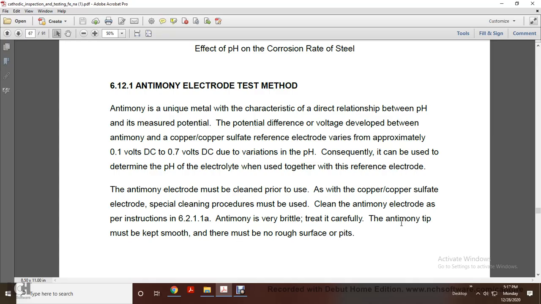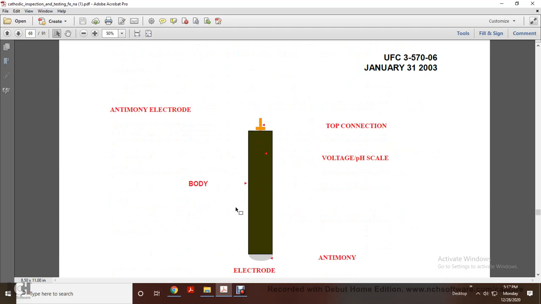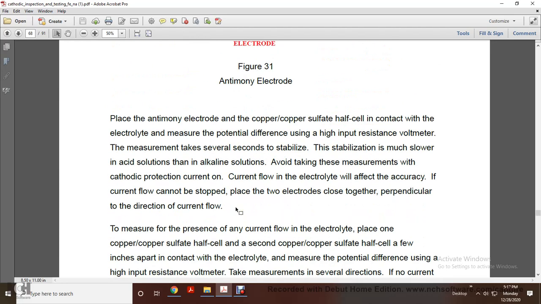Special cleaning procedures must be used when cleaning the antimony electrode, as per instruction 6.12.1A. Antimony is very brittle, so treat the antimony tip carefully. It must be kept smooth, and there must be no rough surfaces or pits. The figure shows the antimony electrode bottom, body, top connection, voltage, pH scale. Place the antimony electrode with a copper sulfate half cell in contact with the electrolyte. Measure the potential difference with a high input resistance voltmeter. The measurement takes several seconds to stabilize.